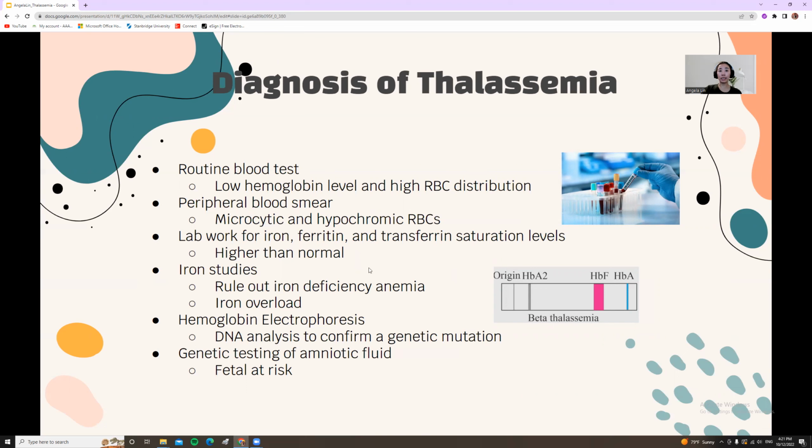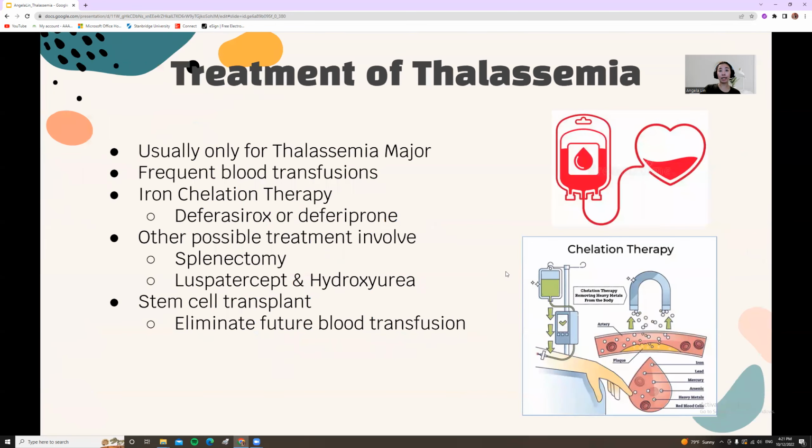Lab work can also be done to rule out iron deficiency anemia or iron overload, and it's usually higher than normal. Hemoglobin electrophoresis can be done to analyze DNA and confirm any genetic mutations. And last but not least, genetic testing of amniotic fluid can be used to determine a fetus at risk of thalassemia before birth. Now, for treatment of thalassemia, treatment is usually only required for thalassemia major and can vary depending on the amount of hemoglobin.